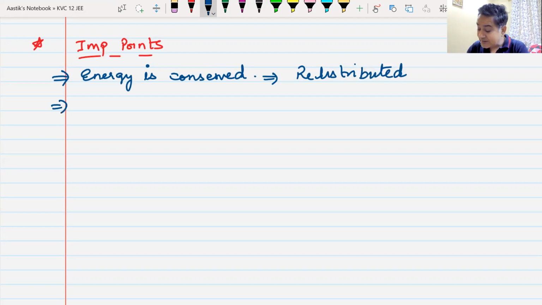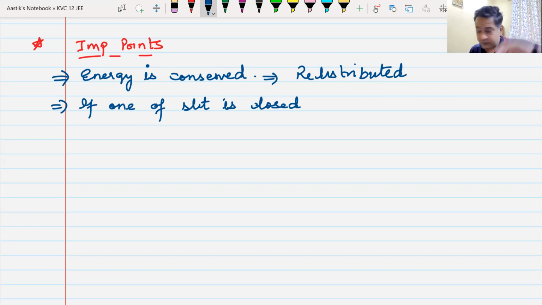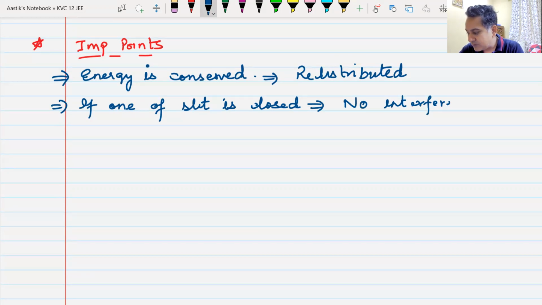Then you must understand that if one of the slits is closed, and this has come as a question in JEE, if you cover one of those slits, then what will happen? Do we see any interference pattern? No, sir. No interference, because for interference you will need two coherent sources. I hope everyone is able to understand this.